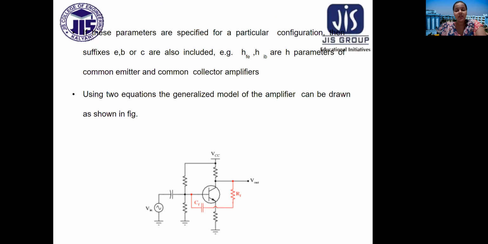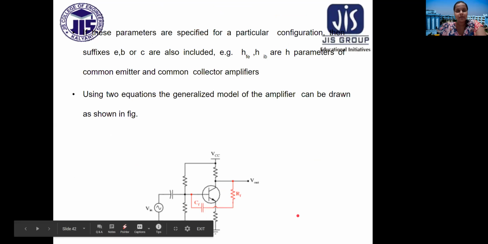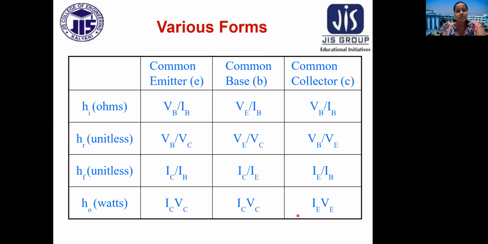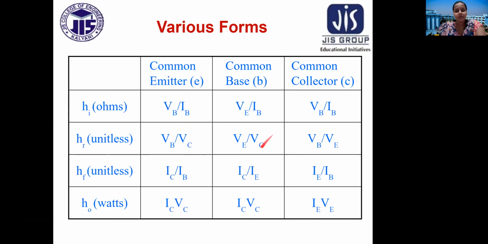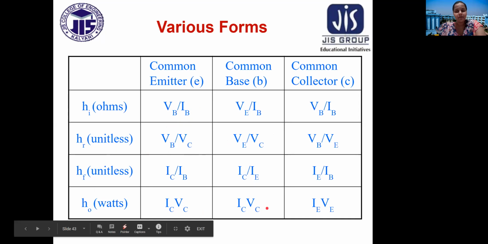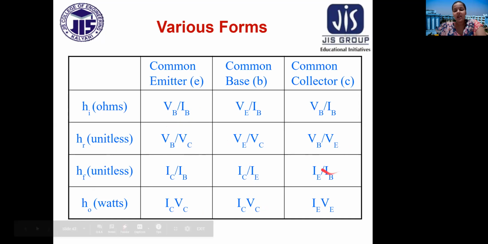Using the two equations, the generalized model of the amplifier can be drawn, and this is the generalized model of the amplifier. There are various forms: common emitter form, common base form, common collector form. Here we can get the four hybrid parameters HI, HR, HF, HO. For common emitter, it's VB by IB, VB by VC, IC by IB, IC by VC. For common base, it's VE by IE, VE by VC, IC by IE, IC by VC. Common collector is VB by IB, VB by VE, IE by IB, and IE by VE.